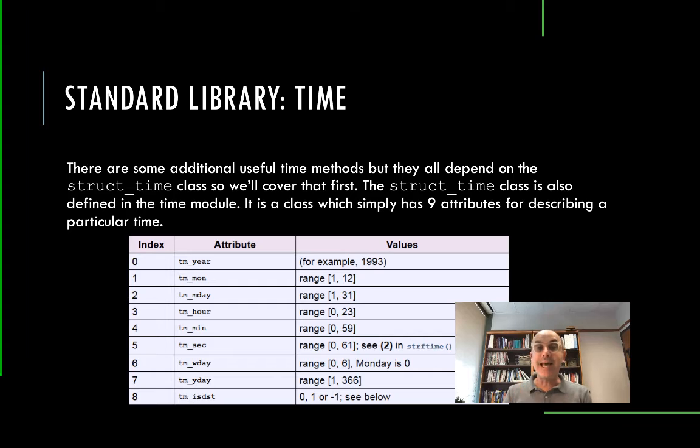So there are standard additional uses of time methods. They're all built in part of the struct underscore time class, so we will look at that first. The struct underscore time class is also defined in the time module. It is a class which is simplified by nine attributes for describing a particular time. We can describe, for example, year, month, day, hour, minute, second, et cetera.